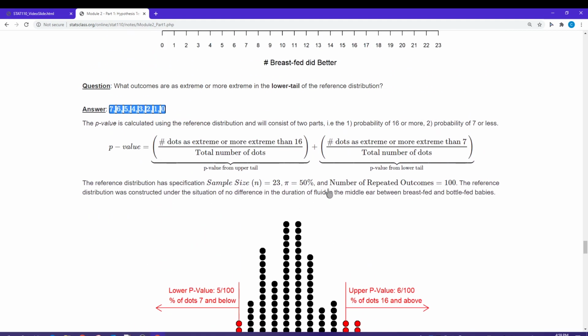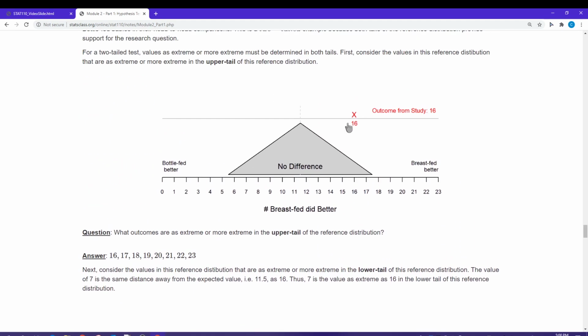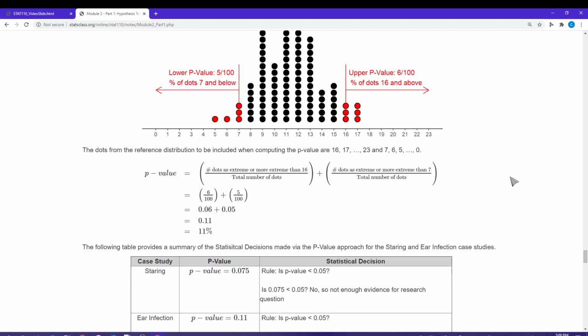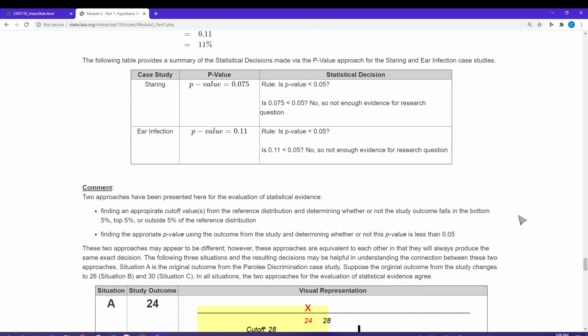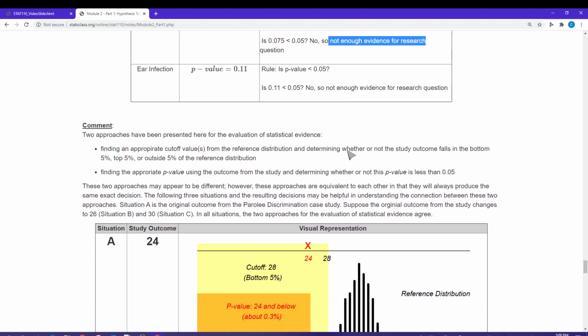Again, what that tells me is that 16 is not that extreme in this reference distribution. So I do not have enough evidence to suggest that breastfeeding or bottle feeding is any different from each other. Now it's close. Okay, it's 11%, but it's not less than that 5%. So here in this table, I'm just showing you our statistical decision. So the rule is going to be, is the p-value less than 5%? And it's not here. So I do not have enough evidence for the research question. Same thing for the ear infection example.